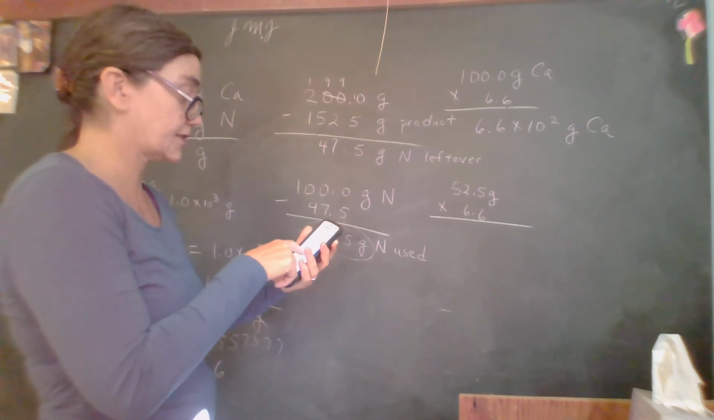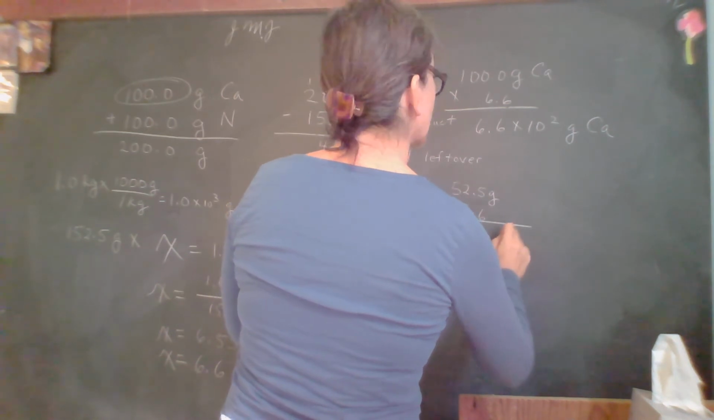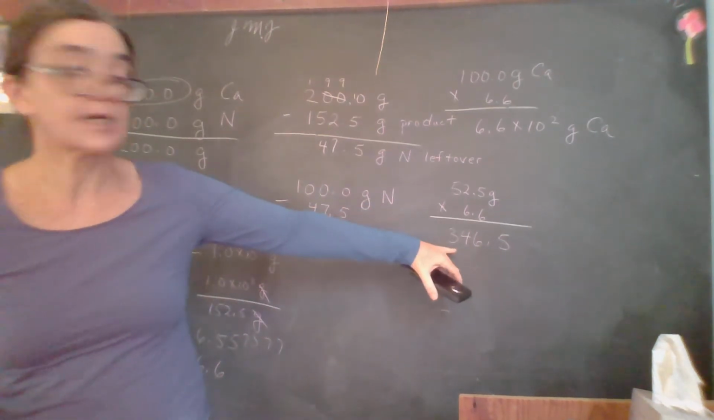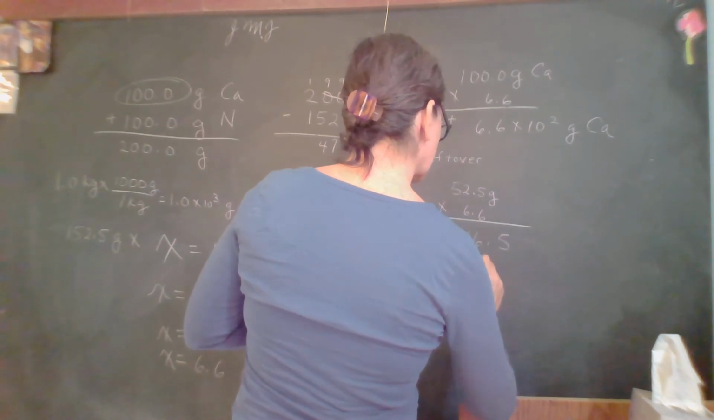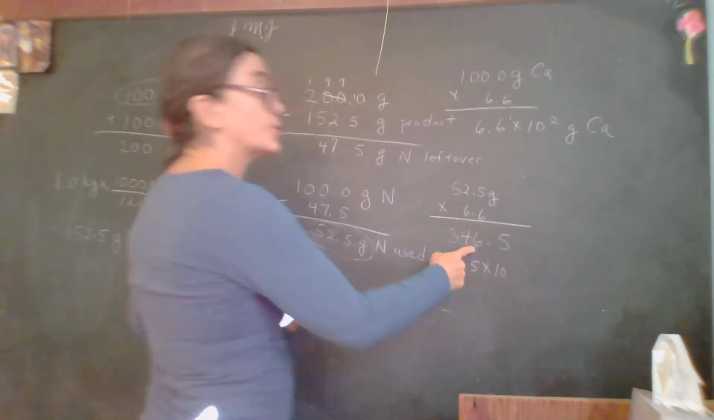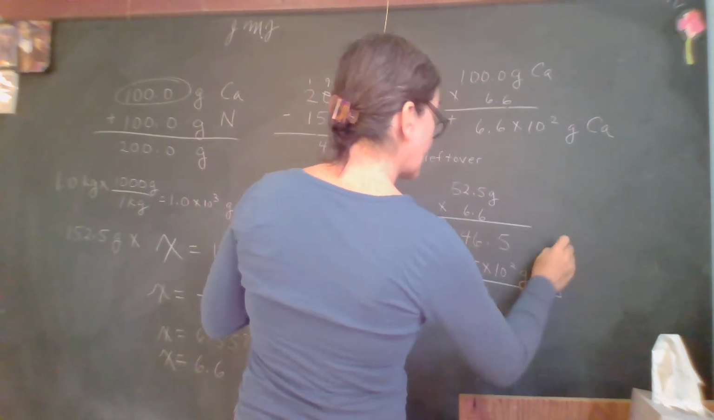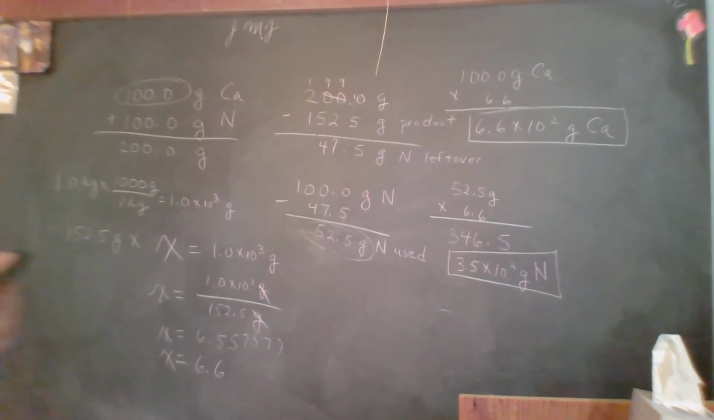52.5 times 6.6 gives me 346.5. What do I want to say for that, Martin? Because I don't want to say... I only want how many? 2. So I'm going to say 3.5 times 10 to the 2 grams of nitrogen. So we want 3.5 times 10 to the 2 grams of nitrogen and 6.6 times 10 to the 2 grams of calcium in order to make 1,000 grams of this mystery substance. Okay, we're going to keep going.